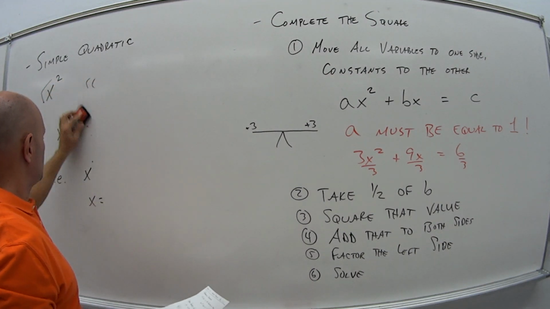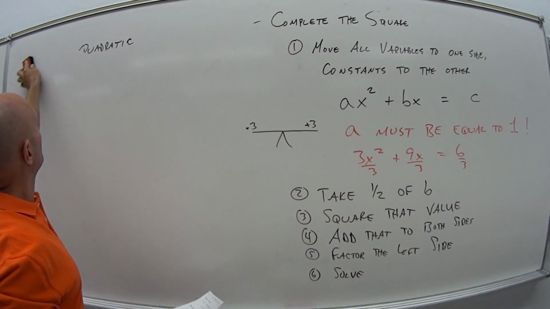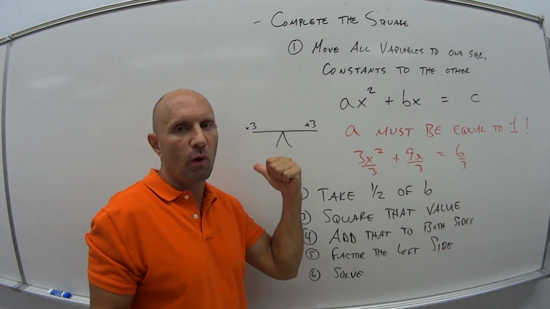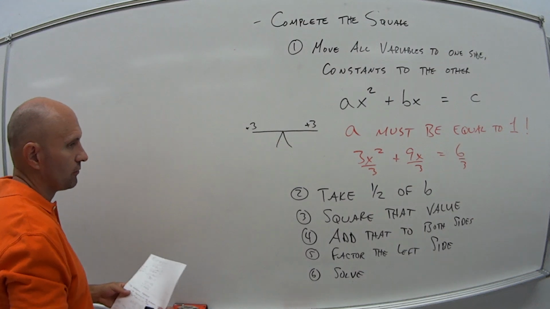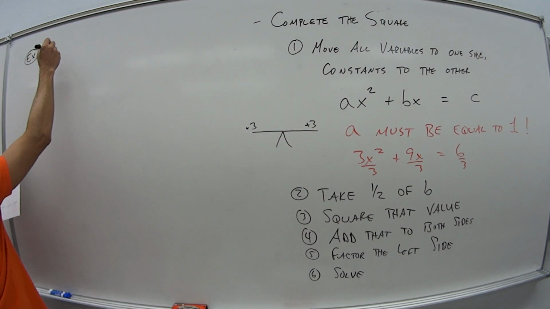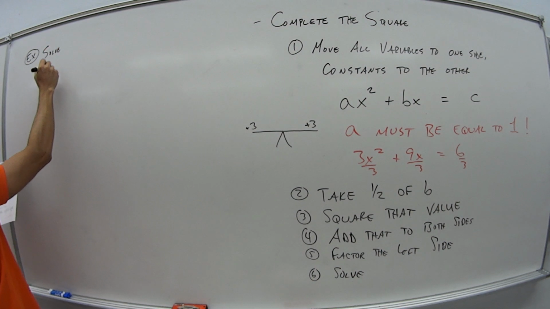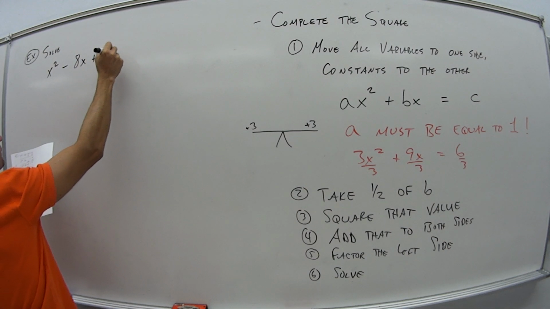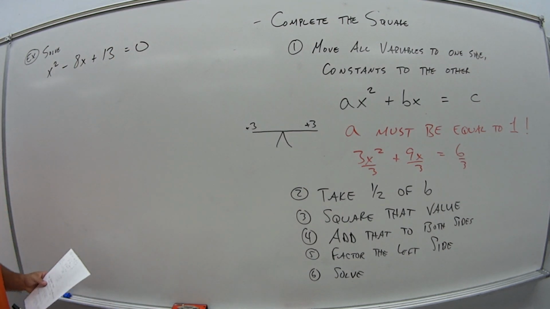Because once we factor the left side, we're going to end up with what's known as a perfect square trinomial. So we're going to get a simple quadratic back, and it will allow us to solve it. So let's look at an example. Let's say I want to solve the following quadratic. I have x squared minus 8x plus 13 is equal to 0.